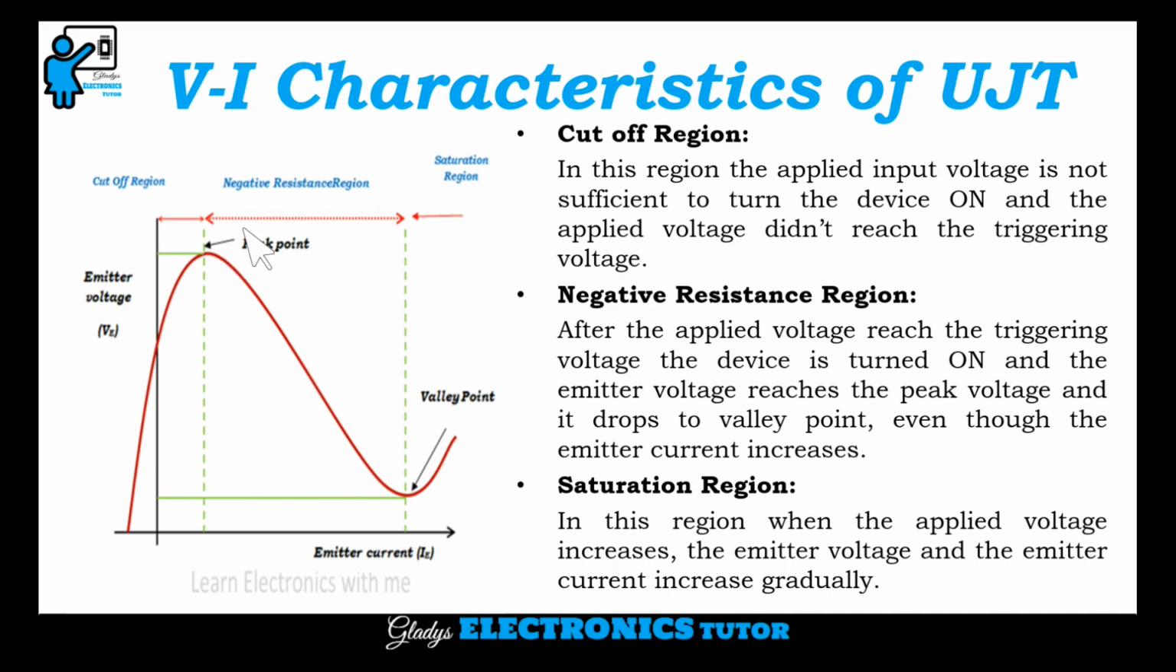So this is the negative resistance region. After the applied voltage reaches the triggering voltage, the device is turned on and the emitter voltage reaches the peak voltage and it drops to the valley point even though the emitter current increases. And next is the saturation region. In this region, when the applied voltage is increased, the emitter voltage and emitter current increase gradually.